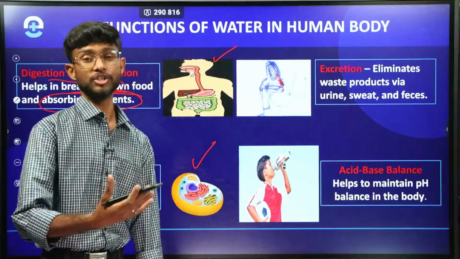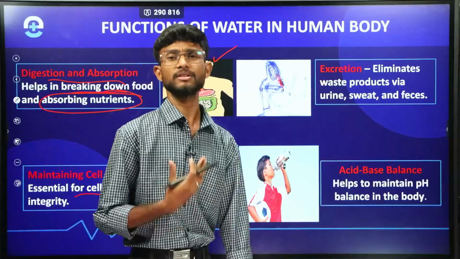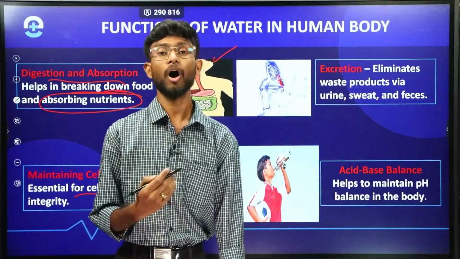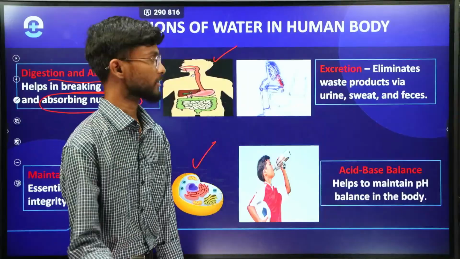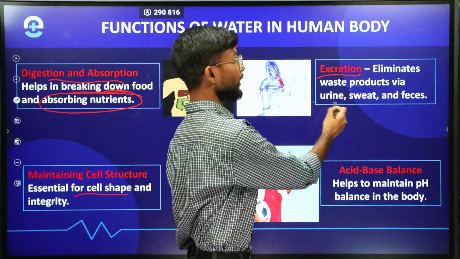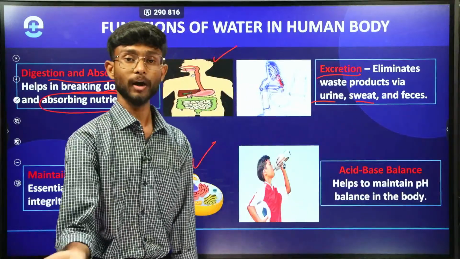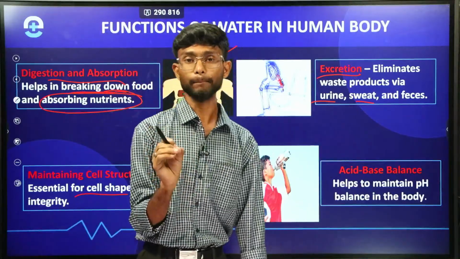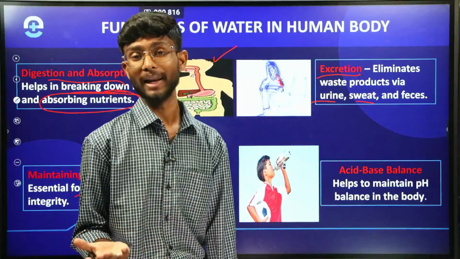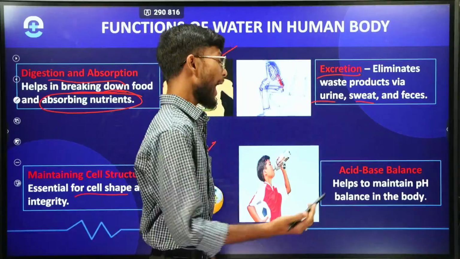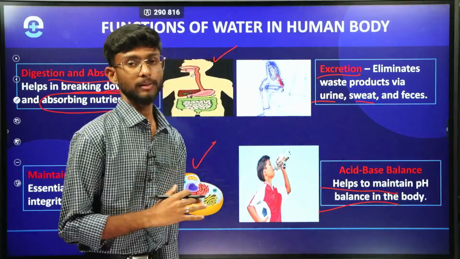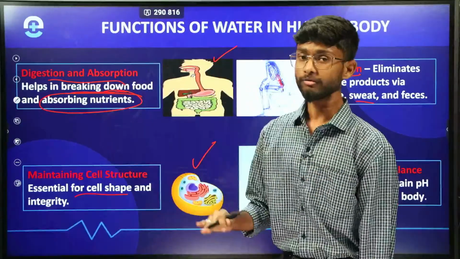And excretion, what do you mean by excretion? It is eliminating toxic substances and also waste products. That is excretion, which eliminates waste products like urine, sweat and feces. For all these, water is very important, and it helps to maintain the acid base balance. For maintaining the acid base balance in the body, you need water. These are all the functions of water.